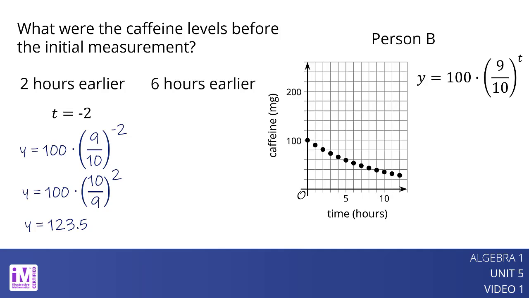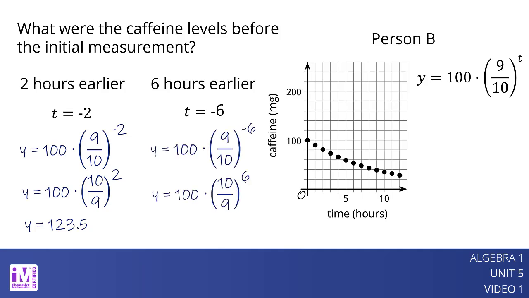6 hours before, t equals -6. Then y equals 100 times 9/10 to the -6, or 188.2. So 6 hours ago, the caffeine level for person B was 188.2 milligrams.